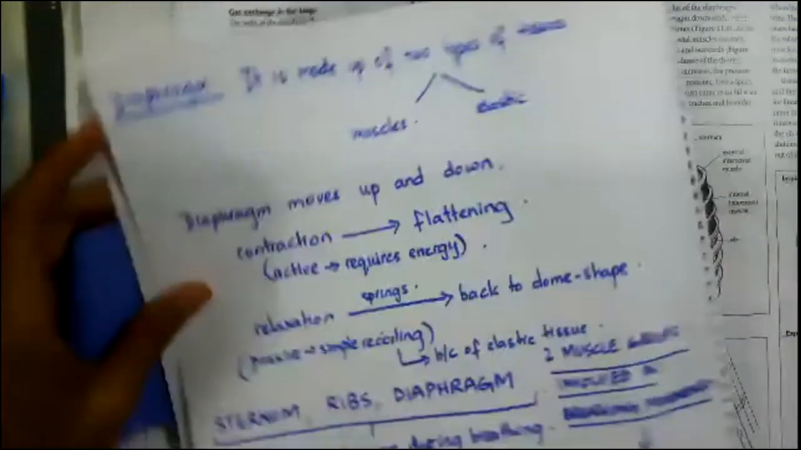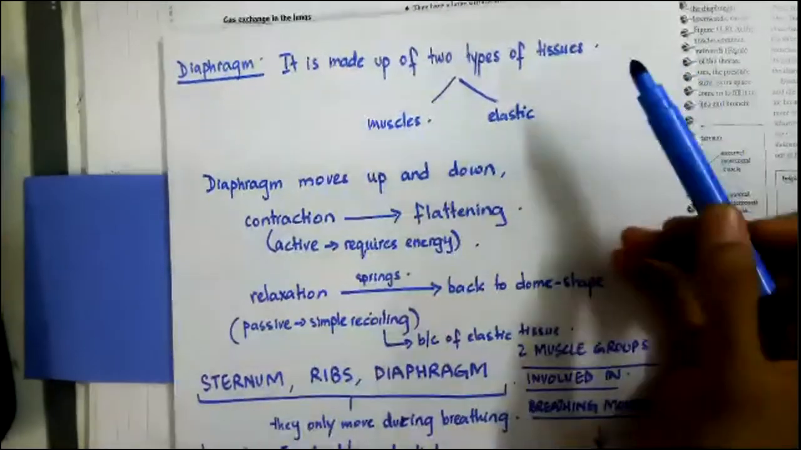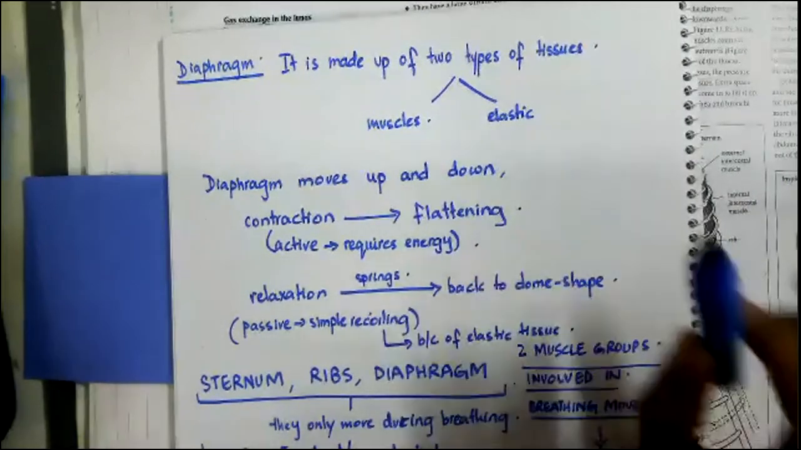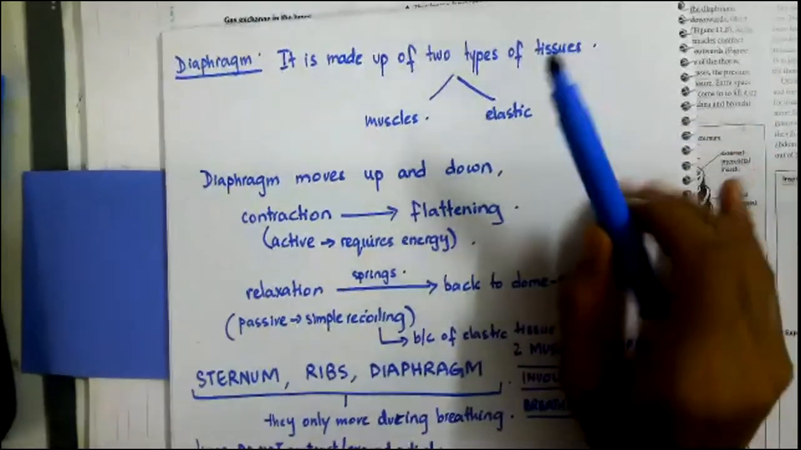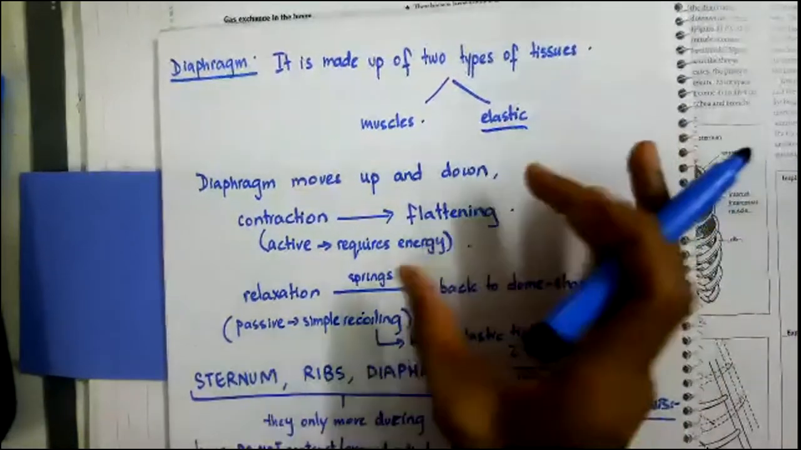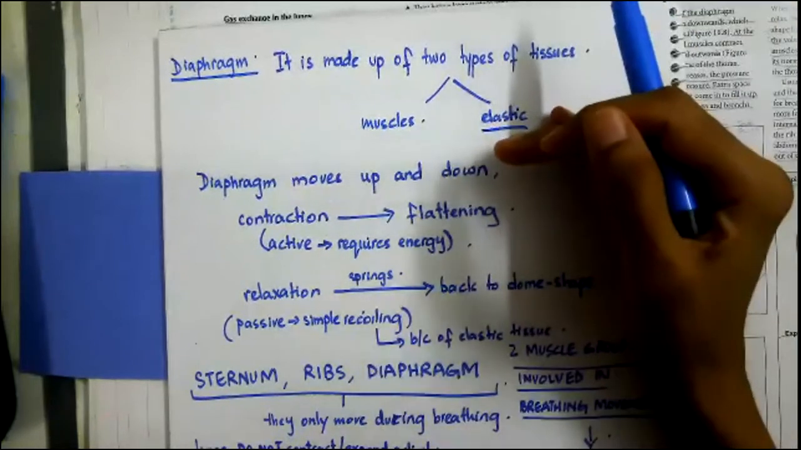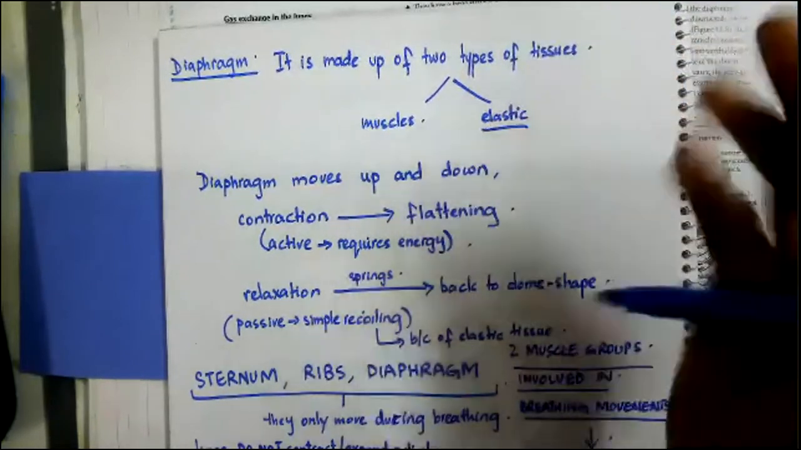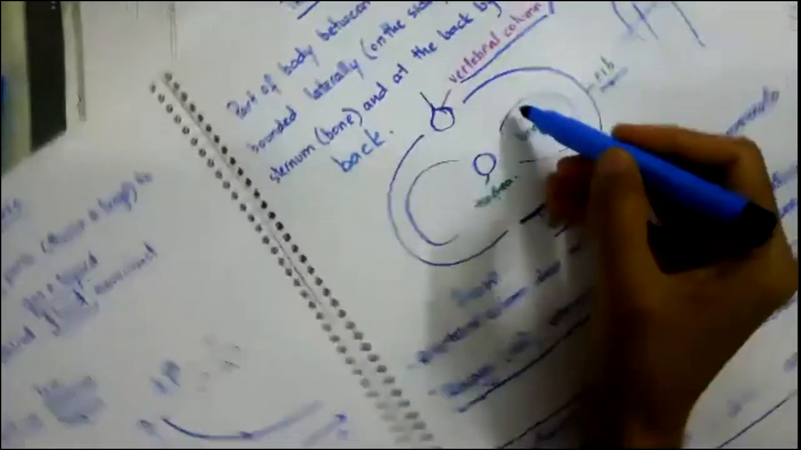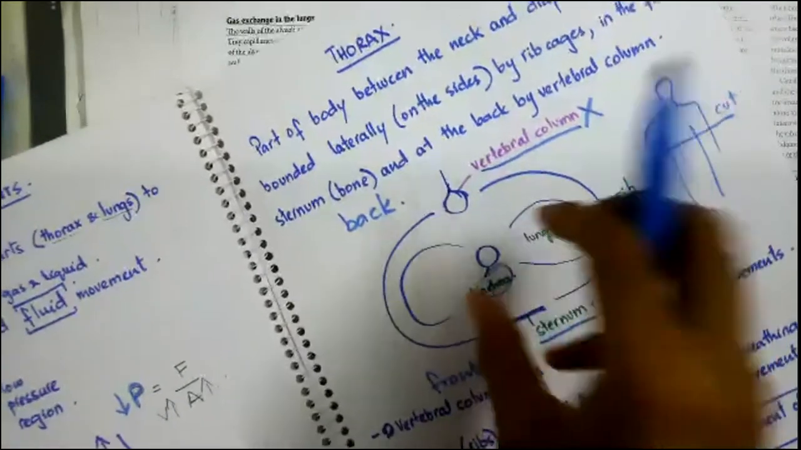Okay. Let's talk about the diaphragm. We have already talked a little about it. It is made up of muscles and elastic. And I will just show you the picture of the diaphragm. It has a tendon at the center of it. It has three vital organs sitting on it. Those three vital organs are the two lungs and one heart. So, two lungs, and then the heart in the middle, all three are sitting on the diaphragm.